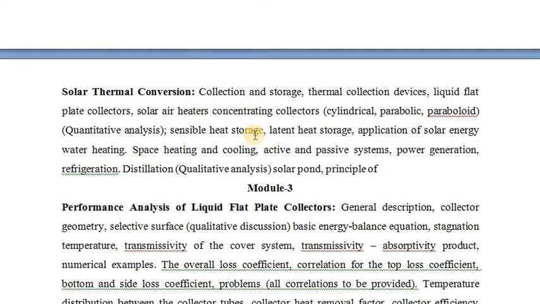Solar energy is a heat energy, and that heat energy can be converted into other forms of energy like thermal energy, electrical energy, or any other kind of energy, using some different devices. You can study that in detail in this solar thermal conversion.